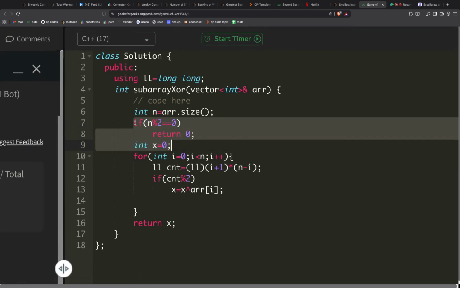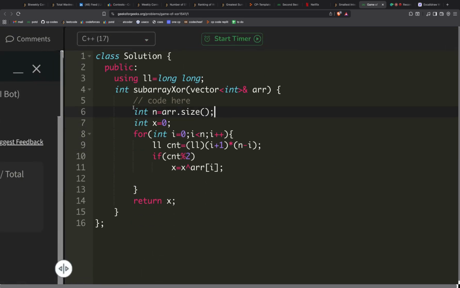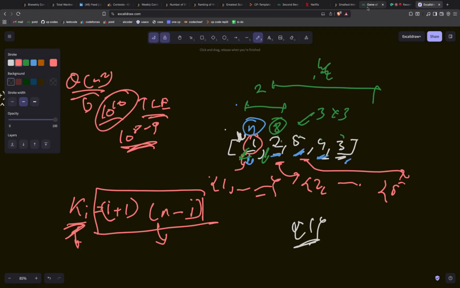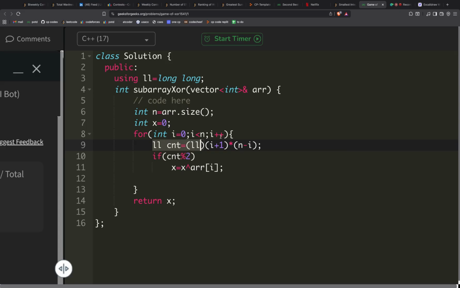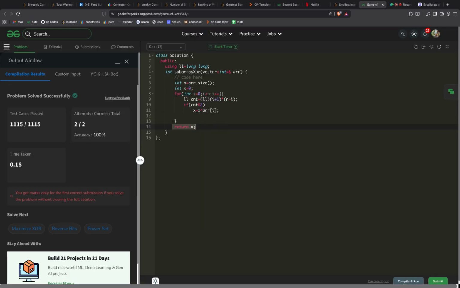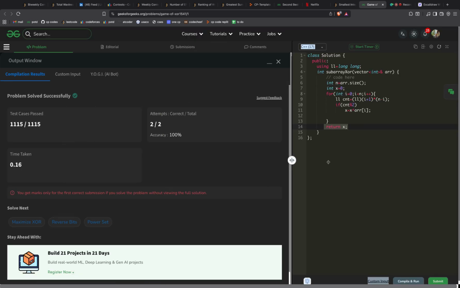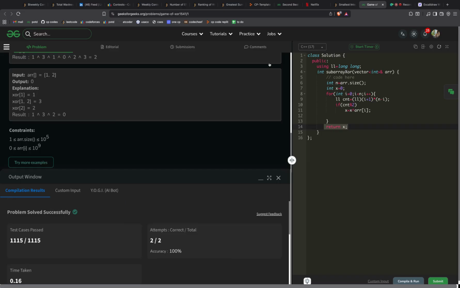Basically, what we are doing is calculating n as arr.size(). Then I go over all the i and maintain this x. This x is basically the XOR of all the subarrays. How we calculated this count: it's i plus 1 into n minus i, right? This count is how many times the ith element will occur in all the subarrays. If count is odd, then we add it to x, and finally return x. Pretty simple solution, but to get it, it's a bit tricky if you have never calculated how many times each element occurs in all the subarrays.